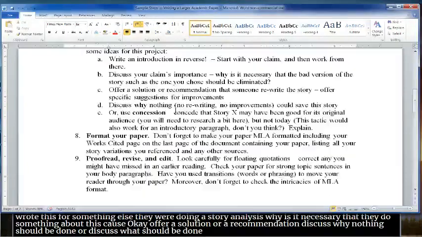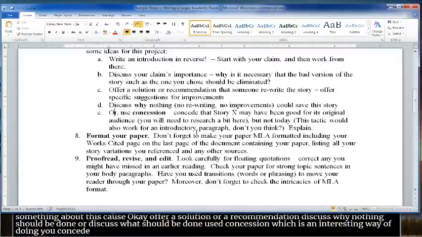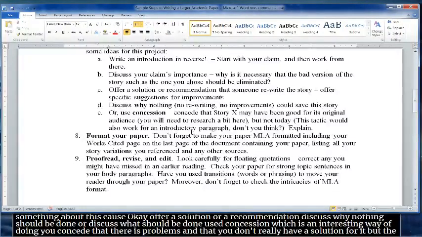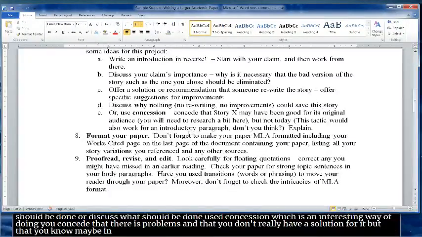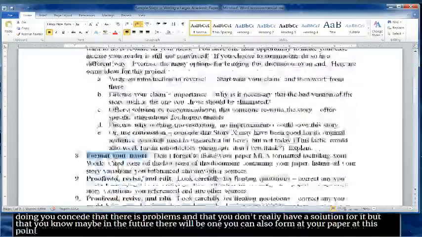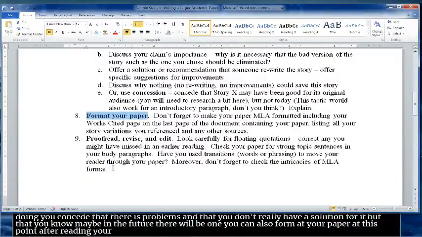Or you can use concession, which is an interesting way of doing it. You concede that there are problems and that you don't really have a solution for them, but that maybe in the future there will be one. You can also format your paper at this point after writing your conclusion paragraph. Remember to follow the MLA or APA rules for formatting.